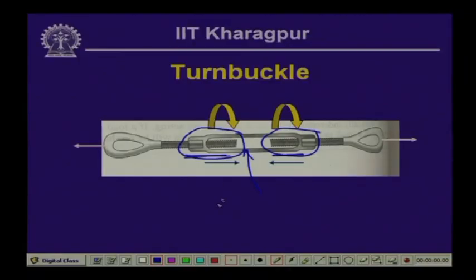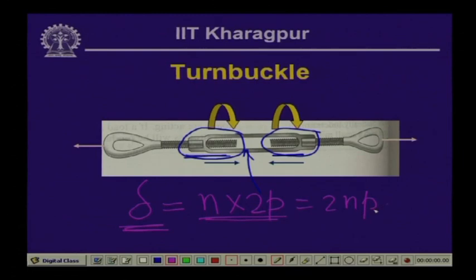Now, if we have n number of turns given, then n times twice P will be the total movement of this turnbuckle. So the deformation delta which we are introducing by turning this turnbuckle will be equal to 2nP. And this is the principle on which it works, which can be used where we need to introduce a tensile or an axial pull, or we would like to reduce the length by turning the screws of the turnbuckle.